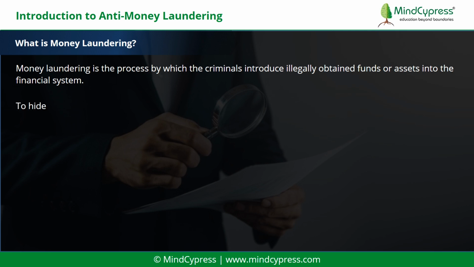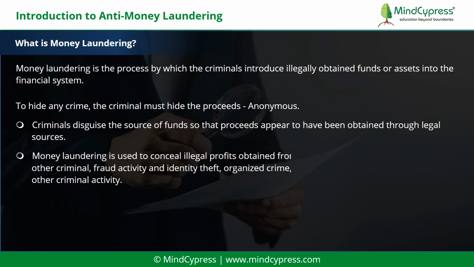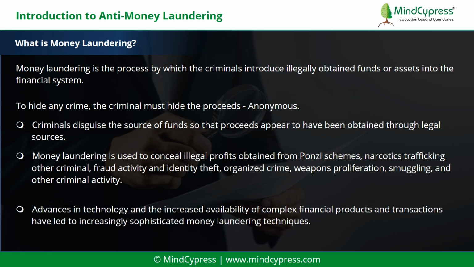Overview. To hide any crime, the criminal must hide the proceeds. Criminals disguise the source of funds so that proceeds appear to have been obtained through legal sources. Money laundering is used to conceal illegal profits obtained from Ponzi schemes, narcotics trafficking, other criminal fraud activity and identity theft, organized crime, weapons proliferation, smuggling, and other criminal activity. Advances in technology and the increased availability of complex financial products and transactions have led to increasingly sophisticated money laundering techniques.